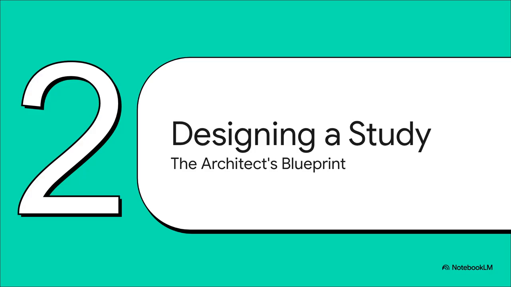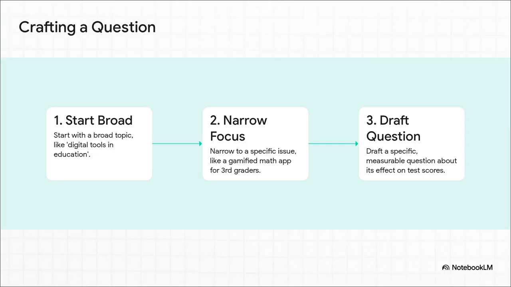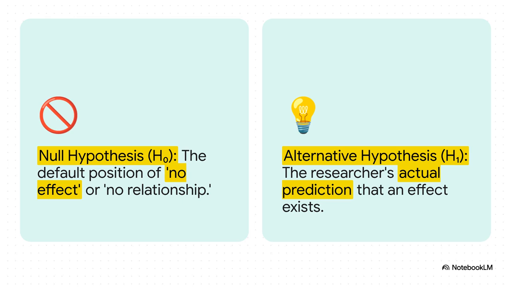Okay, so we've got the philosophy down, but how does a quantitative researcher actually build a study from the ground up? Well, just like an architect, it all starts with a really clear blueprint. And the cornerstone of that whole blueprint is the research question. You can't just ask something vague like, do apps work? It's way too broad. You have to get super specific. So, a researcher might start with a big idea like digital tools, then narrow it way down to a gamified math app for third graders. And finally, they'll draft a very precise, testable question about how that app affects test scores compared to, say, old school homework.